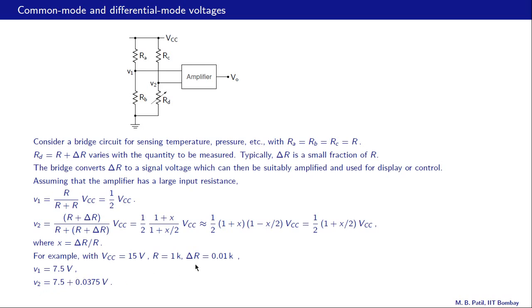V2 has two terms. The first term is VCC by 2, so that is 7.5 again. Second term is X by 4 times VCC. And what is X? X is delta R by R. So delta R is 0.01 K, R is 1K. So delta R by R is 0.01. It's dimensionless, of course. So the second term then is X by 4 or 0.01 by 4 times 15. So that turns out to be 0.0375 volts or 37.5 millivolts.